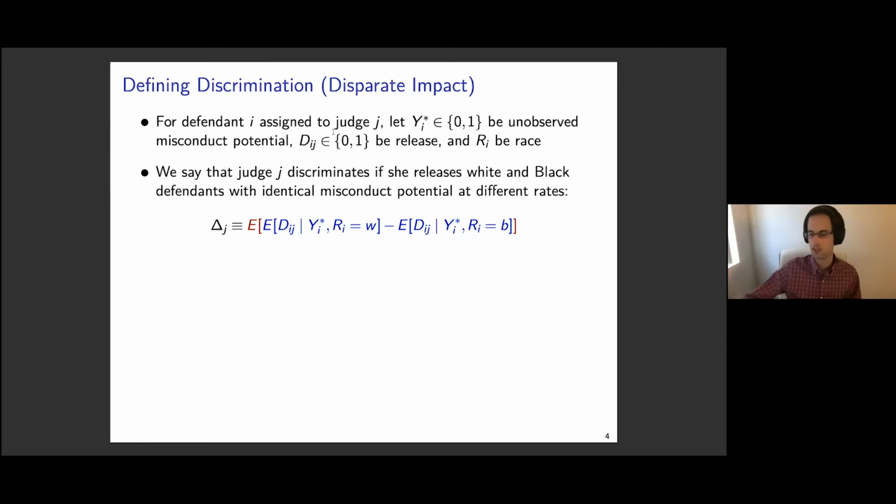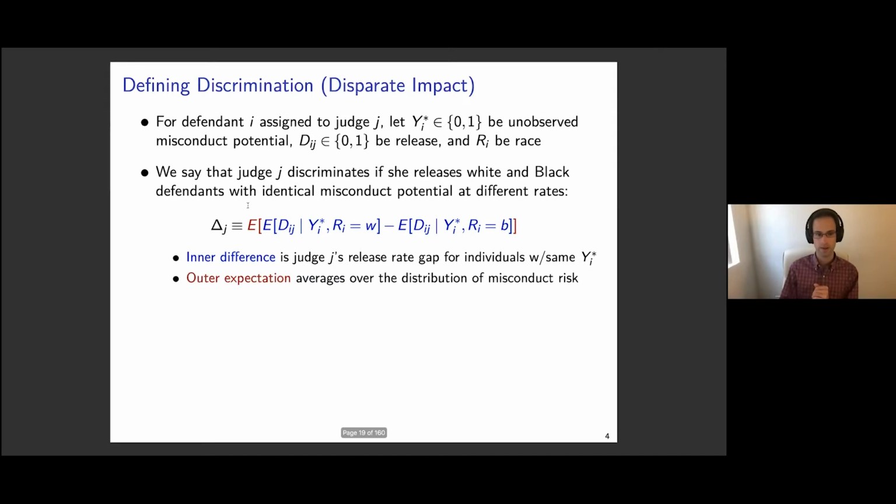We're going to say that a judge discriminates if she releases white and Black defendants with identical misconduct potential at different rates. So delta_j is going to be our main measure of discrimination in this paper. The inner difference here is really just saying, what is the difference in release rates for defendants with the exact same Y_i star, so the exact same latent misconduct potential? The outer expectation is just averaging over the distribution of misconduct risk. So what proportion of people in the entire population are going to engage in pretrial misconduct versus not?